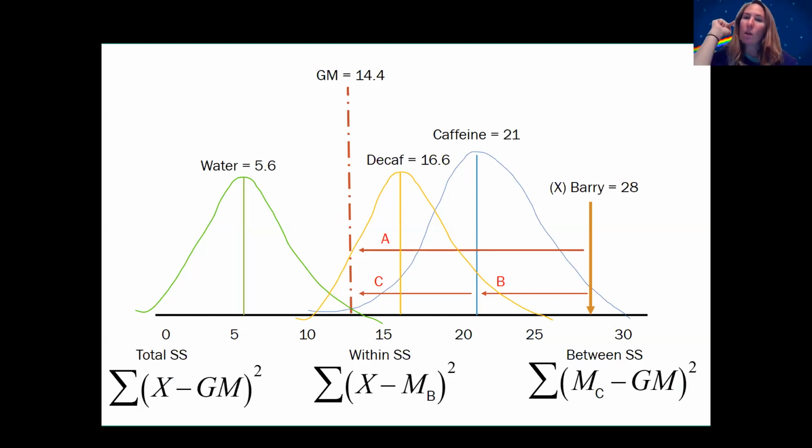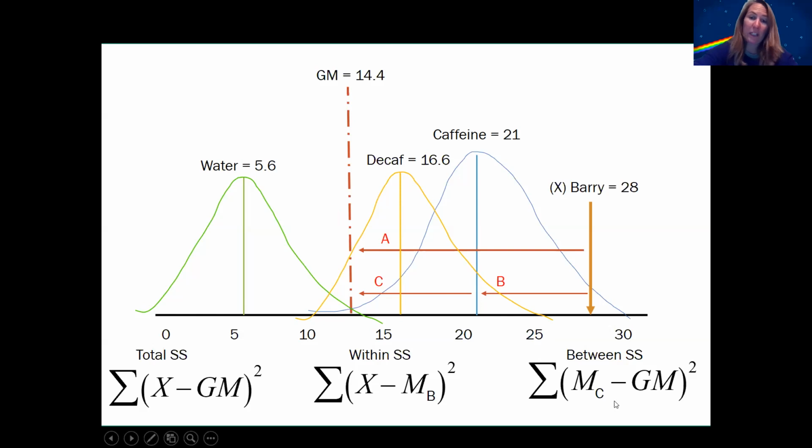So Barry is going to vary from his own group, and everybody else in his group, everybody else that was given caffeine, is also going to vary somewhat from the mean. So what we're going to do is take his score of 28, subtract it from 21, and then square it. And we're going to do that for every single person that was in the caffeine group, okay? And that is going to be the within sums of squares. We're going to do that for all of our participants.